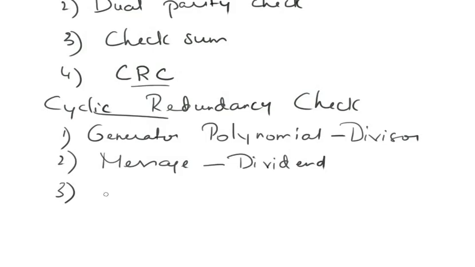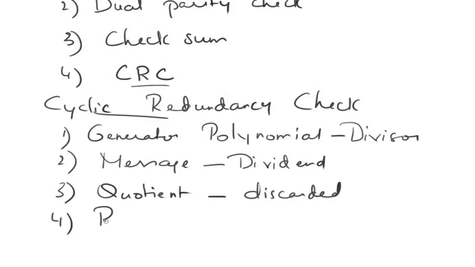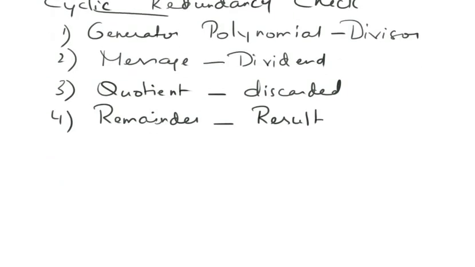Then we have the quotient. When both of these two are divided, we get a quotient. The quotient is to be discarded. Then we have the remainder. The remainder is taken as the result. So these are the terms which we are going to use in this cyclic redundancy check method.